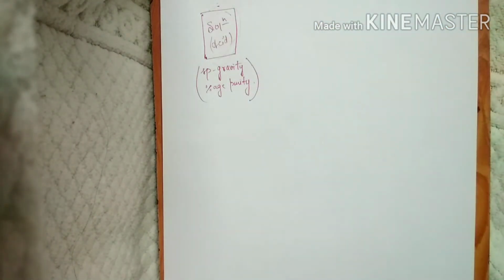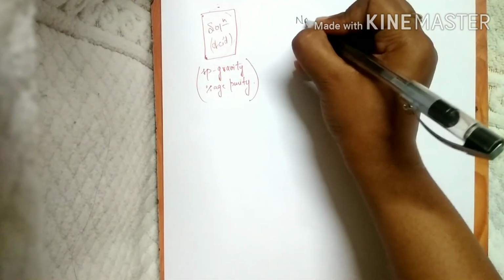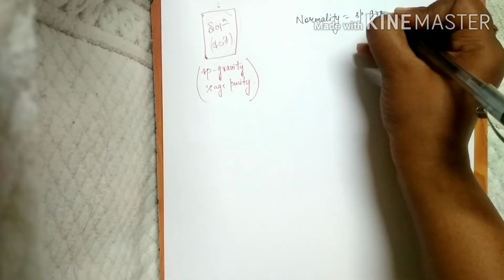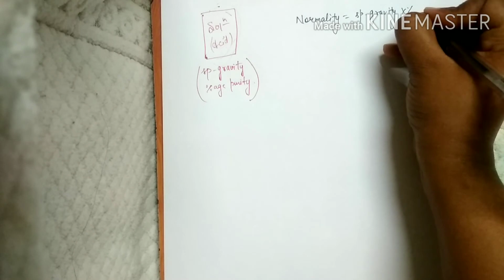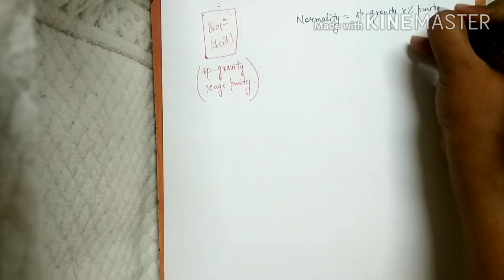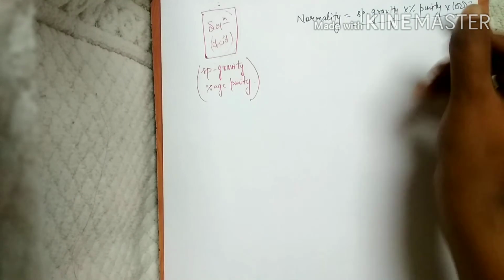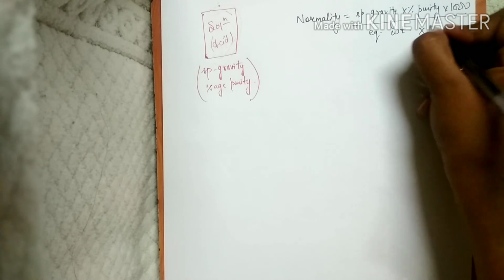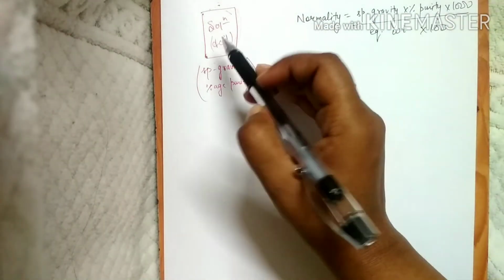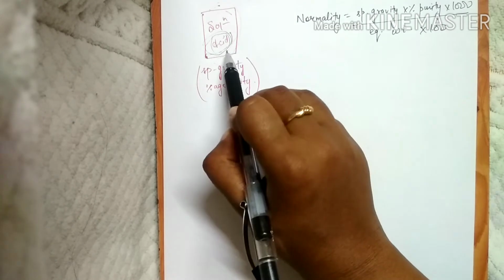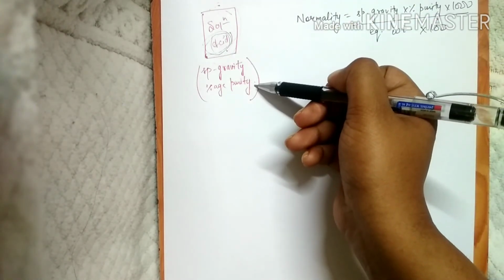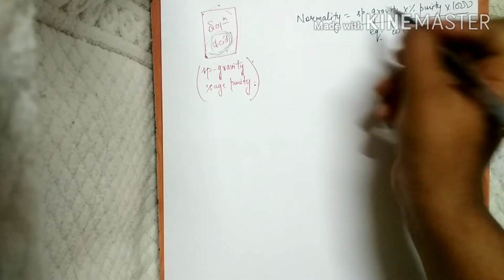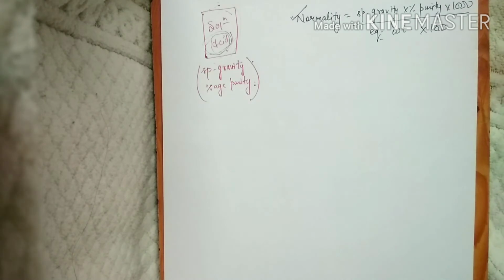For that we can use a formula. Normality is equal to specific gravity into percentage purity into 1000, divided by equivalent weight into 100. So whatever that acid is, you will know its equivalent weight. Specific gravity and percentage purity you can know from the tag of that bottle, and putting all these values you can finally get the normality of that acid.